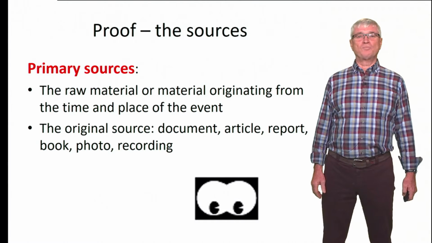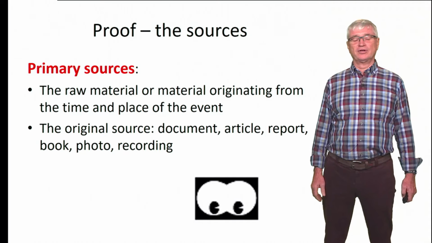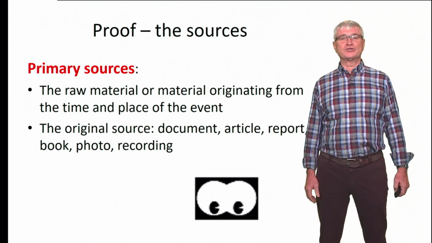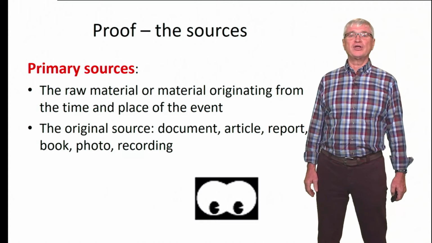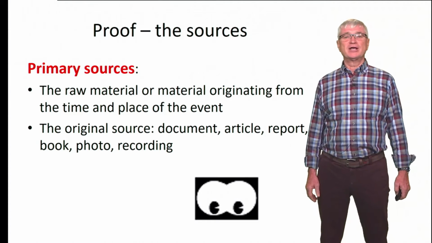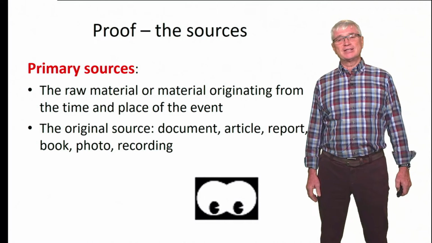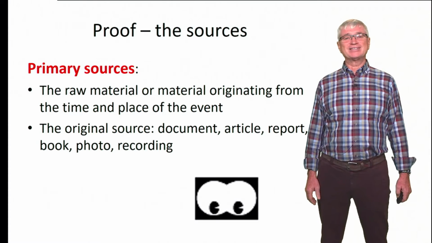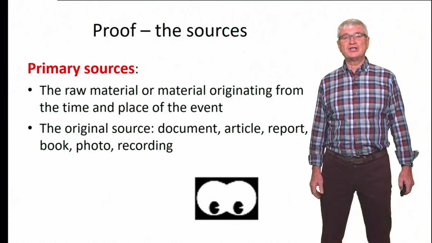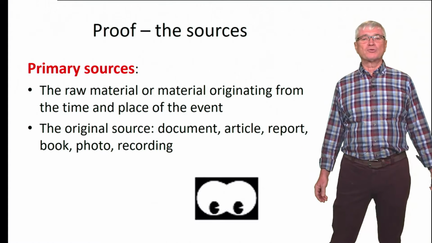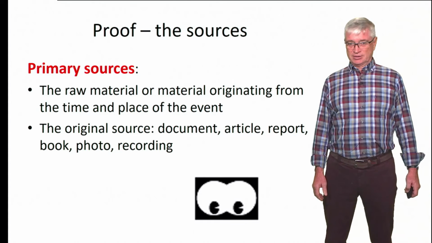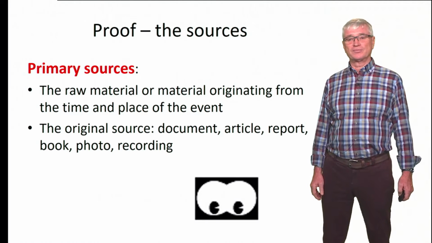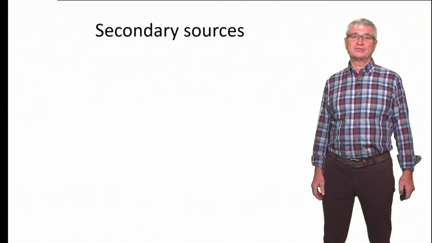Now, you have to support your arguments with proof, the sources. So primary sources, the raw material or material originating from the time and place of the event. The original author, the original researcher writing about this, that's a primary source. The original source, document, article, report, book, photo, recording. Everybody else talking about this first author, they are secondary sources.